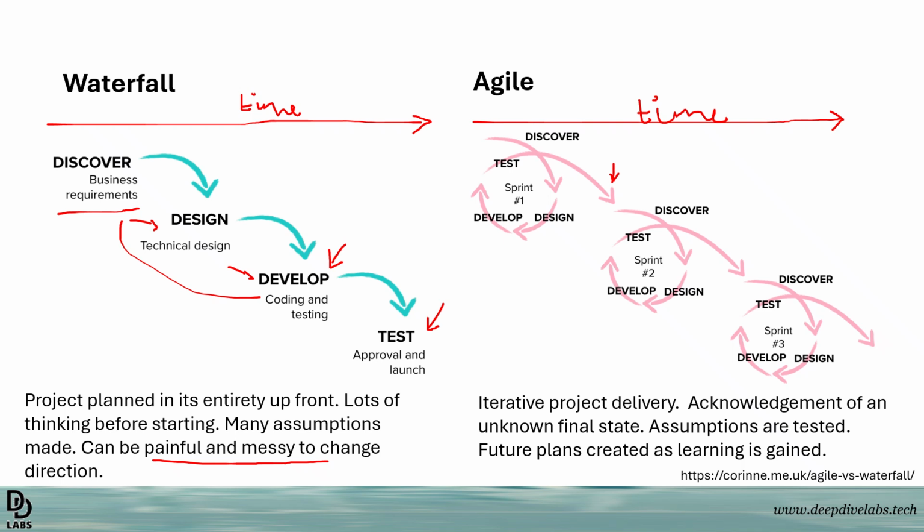As we saw in the last slide, it's an iterative project delivery technique, with acknowledgement of an unknown final state. Agile assumes that you don't know the final result that you want, but we are going to build that in an iterative way. Assumptions are tested. Every cycle, there is something you're assuming and you test it. That gives us the new term in the industry, experimentation. You make an assumption, but you have the time to test it as well. Whereas in a waterfall model, you make most of your assumptions in the earlier part of discovery and design, and then stick with them for the rest of it. Future plans are created as learning is gained.